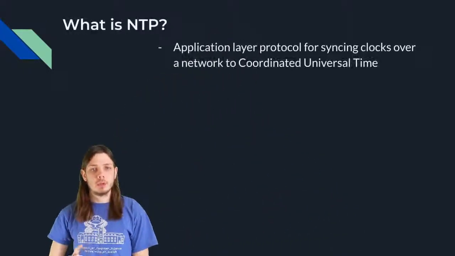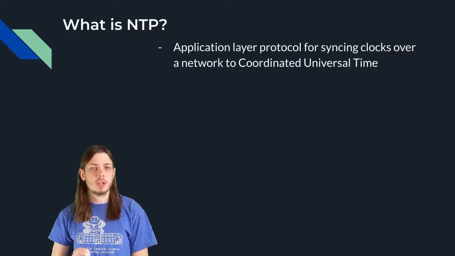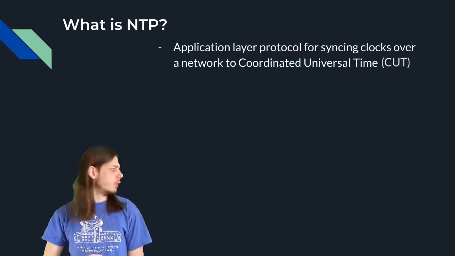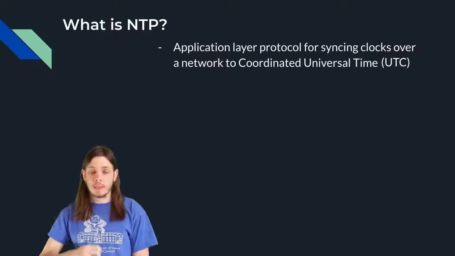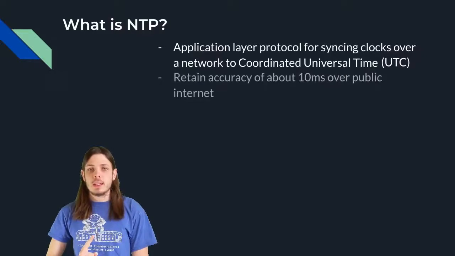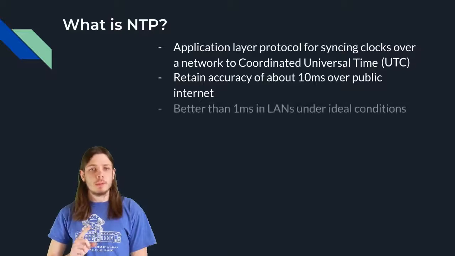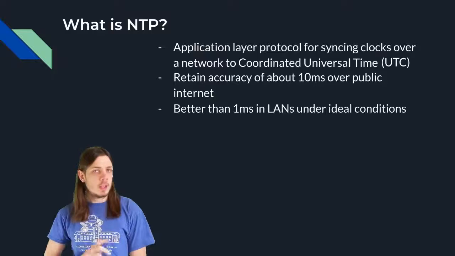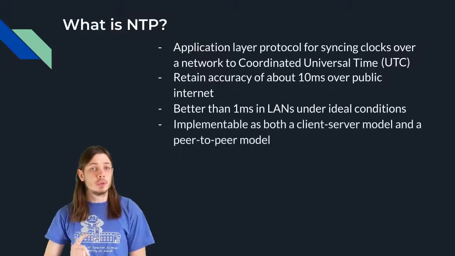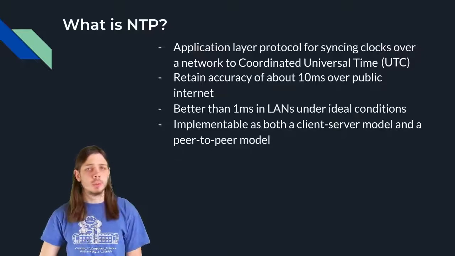So what is Network Time Protocol? Well, NTP is an application layer protocol for synchronizing clocks between computer systems through Coordinated Universal Time, or UTC. Sort of. NTP can retain accuracy within 10 milliseconds over the public internet, or better than 1 millisecond in local area networks under ideal conditions. NTP is implementable as both a server-client model and a peer-to-peer model. However, this presentation will only focus on the former.